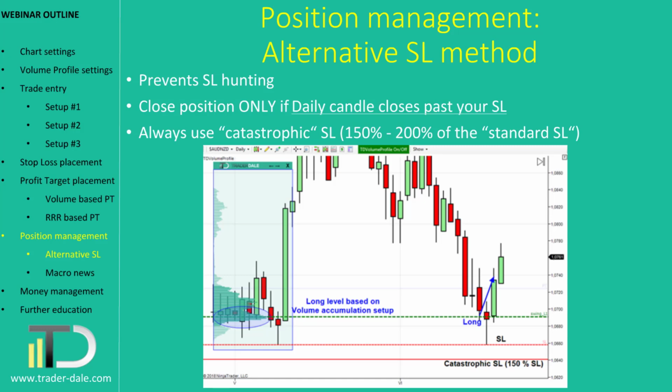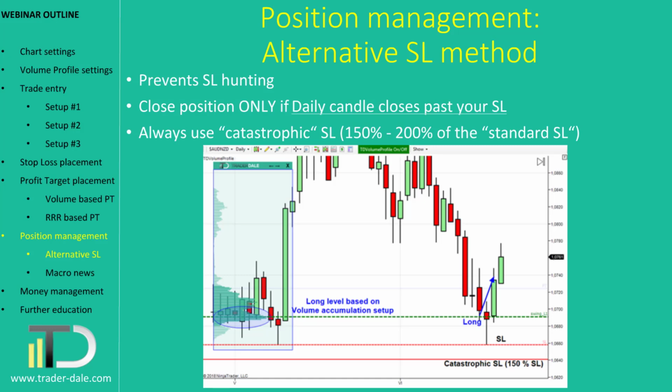I held it. And the reason is that I only quit my trade when a daily candle closes past this red dotted line, past the stop loss. So as you can see, I have my stop loss in the low volume area. The price touched it but didn't close below it. So I held the trade and I was able to take a full profit from it. However, there's one pretty risky thing, and the thing is that the market can go crazy, right?